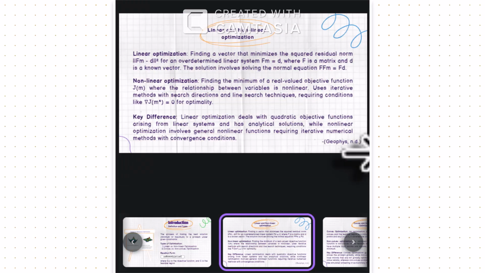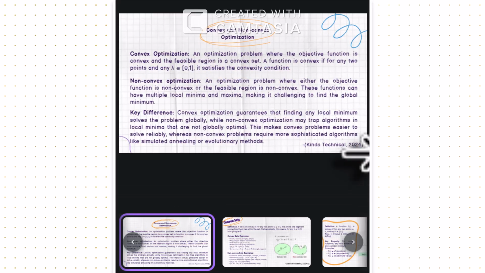Optimization problems can also be classified as convex or non-convex based on the shape of the objective function and the feasible region. This classification is extremely important because it determines how easy or difficult it is to find the best solution. So, first, convex optimization. A problem is called convex optimization if two conditions hold. First, the objective function is convex. And secondly, the feasible region, that is, the set of all allowable solutions, is a convex set.